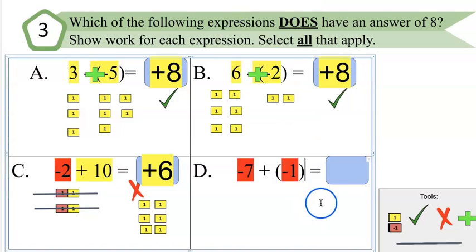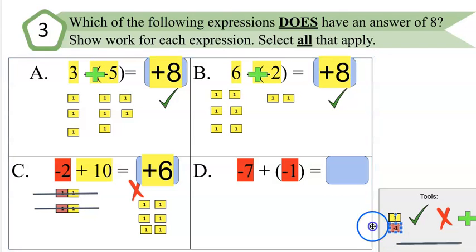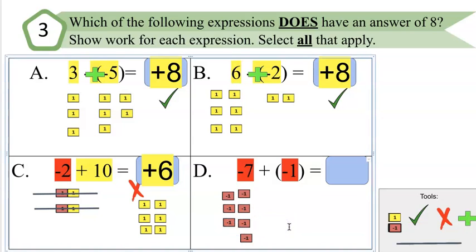Number 3, model with tiles. So we're going to put 7 over here. So that's 1, 2, 3, 4, 5, 6, and 7. Okay. Oops, let me move it over just a little bit. They're so tiny. All right. The next one is -1. So we're going to put 1 underneath here.